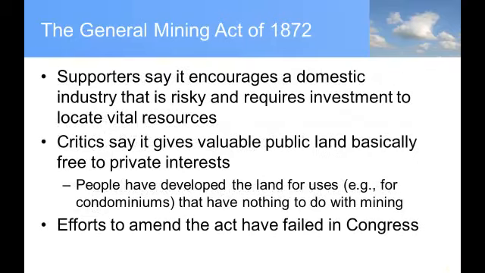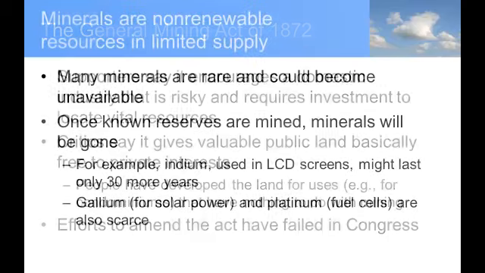Supporters of the General Mining Act say it encourages a domestic industry that has a lot of risk to it and lots of investment up front. Critics say that it is giving away valuable land at basically bargain basement prices. And some people have developed the land for things like building condos that have nothing to do with mining. But any effort to amend the act or even increase that fee has failed in Congress.